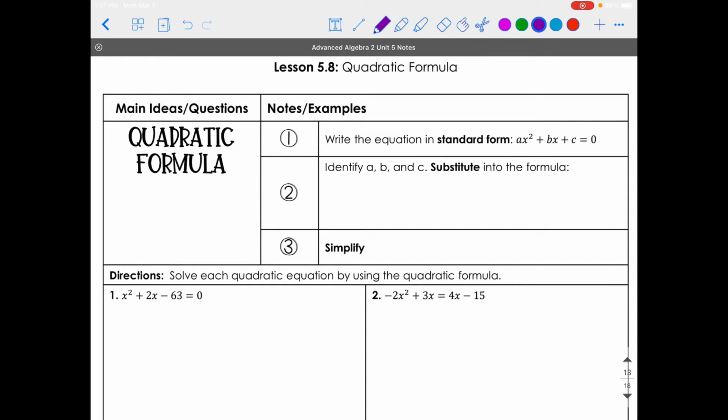I love the quadratic formula. I don't know why. It's just a big formula that I like.